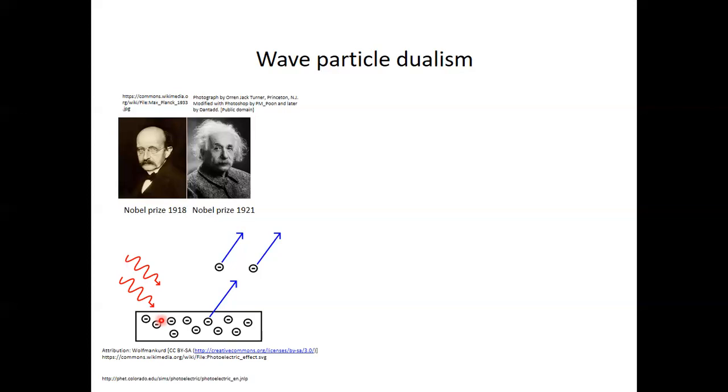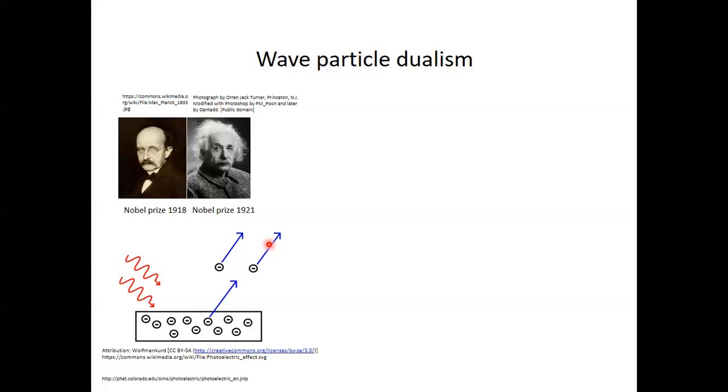But all of a sudden, above a certain threshold frequency, the electromagnetic radiation is able to eject electrons from the metal surface. And these electrons have a certain kinetic energy. Okay, so now what is the explanation for this photoelectric effect?